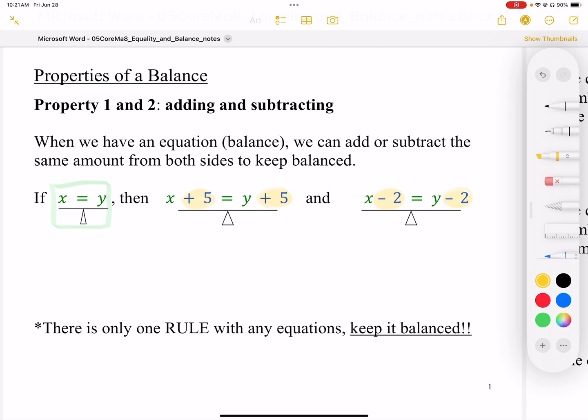There's only one rule in math. In equations, when we start with an equation, we have to keep it balanced. And we want to try to preserve this equals for balance, so not as the answer to some calculation, but as balance. So the main rule: keep it balanced.